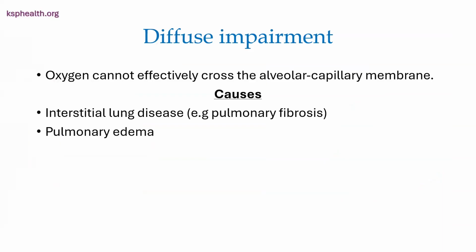The other one is diffusion impairment. That means the alveolar capillary membrane is so thickened that diffusion of oxygen into the capillary doesn't happen, as it happens in interstitial lung disease and pulmonary edema. As I mentioned earlier, carbon dioxide diffuses much faster than oxygen. So hypoxemia happens in the absence of hypercapnia. It's very important to remember.